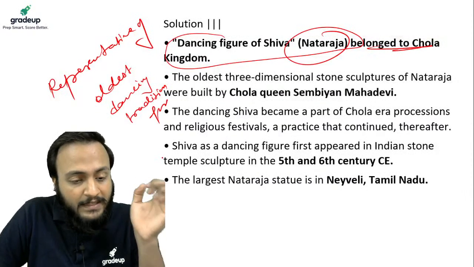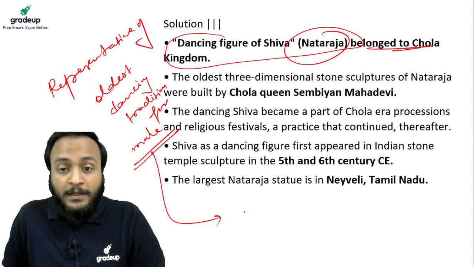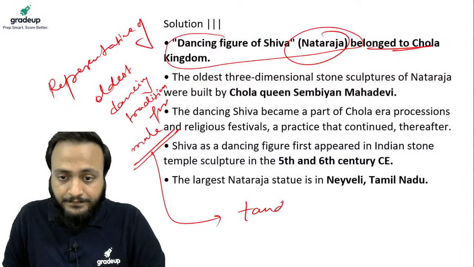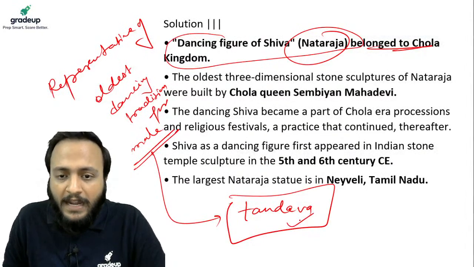The oldest dancing tradition for the males. What is that called? The male style of dancing is called Tandava. So this Shiva sculpture made of bronze represents the Tandava.